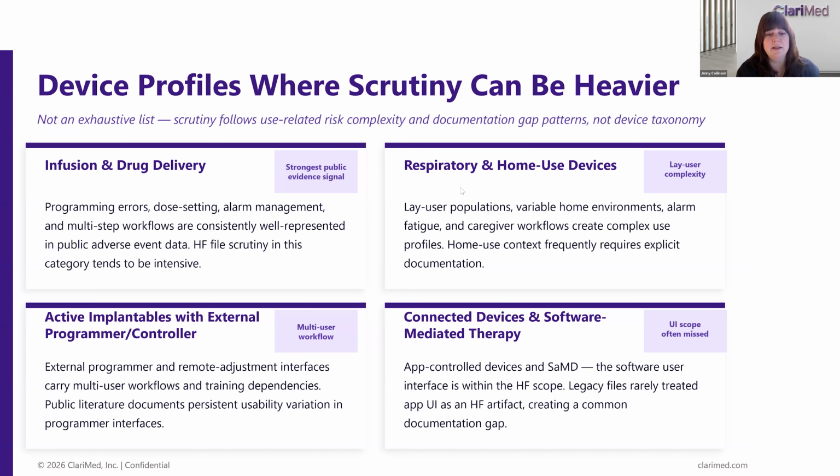And then I mentioned a little bit earlier that lay users and home use environments represent a lot of variability, which can introduce unexpected risks. And often these products are perceived as simple because they're in the home, they're being used by lay users, but the amount of errors that you can uncover when you start to look with lay users because of the variability that they present and the variability in the environments that they're used in, that can really result in complex use issues and complexity of use errors that can occur.